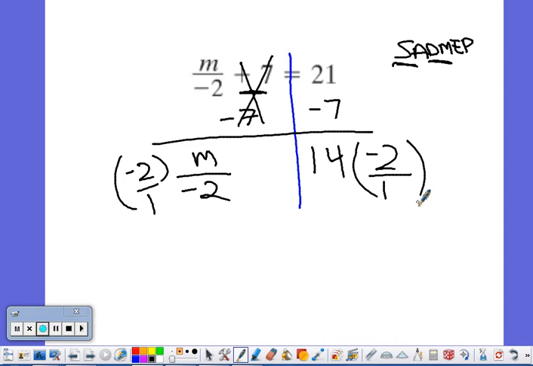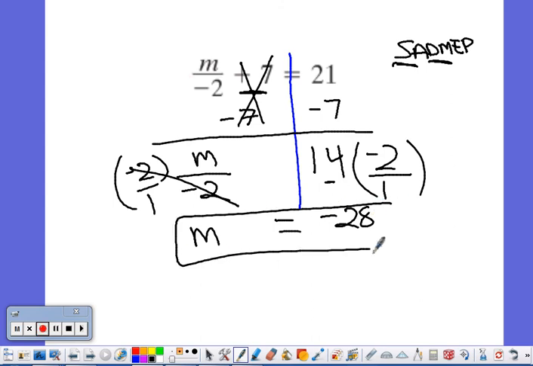Now I cancel out whatever can cancel out. The -2's cancel out. What's left is m. m is equal to, well, I know that 14 times -2 is -28. -28 over 1 is just -28. So there's my final solution. Make sure you check your work.